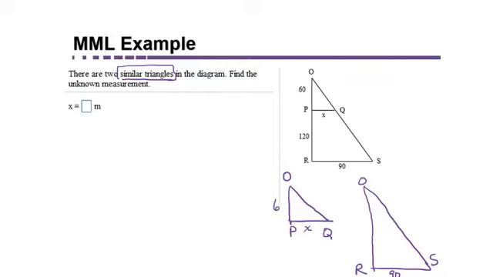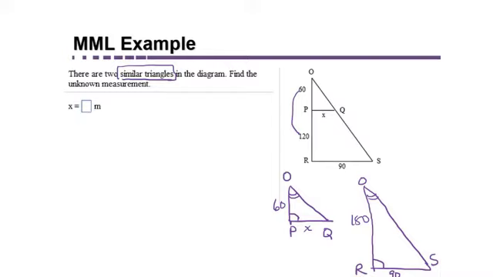Okay, so PQ has length X and RS has length 90. OP has length 60 and OR has length 120 plus 60, which is 180. And we know that angle O is the same measure as angle O. And it would make sense then that angle P is the same as angle R. It looks like they might even be right angles, but they didn't say that we could assume that, so I'm not going to. All right, so we have similar triangles because they told us we do.